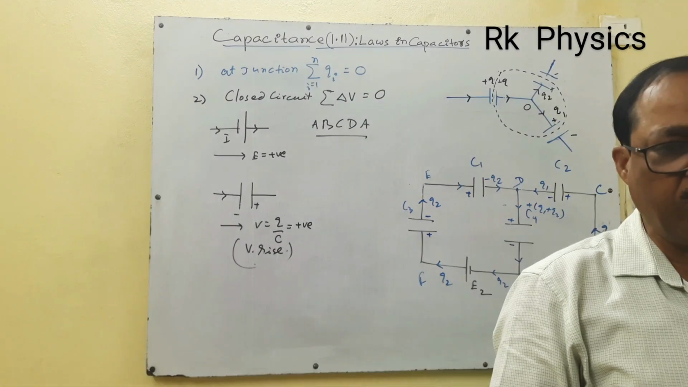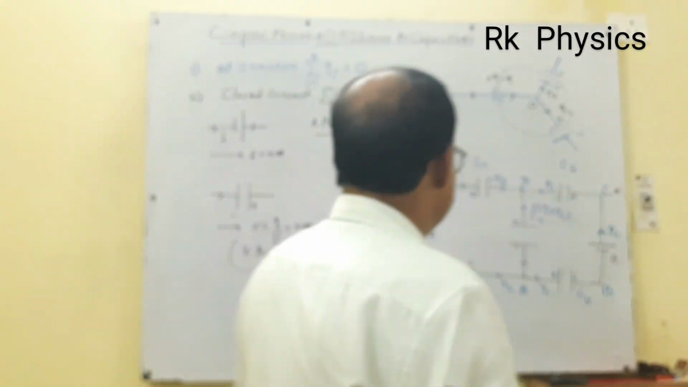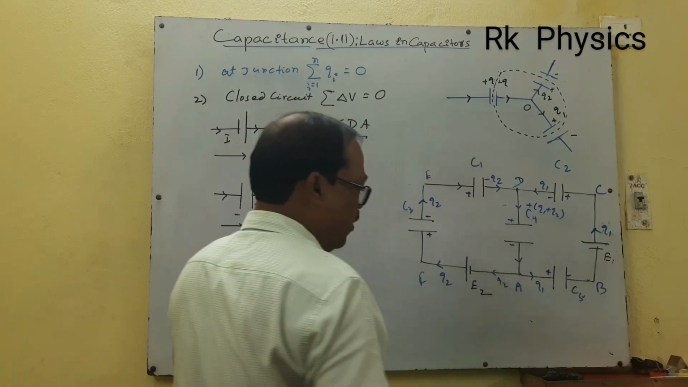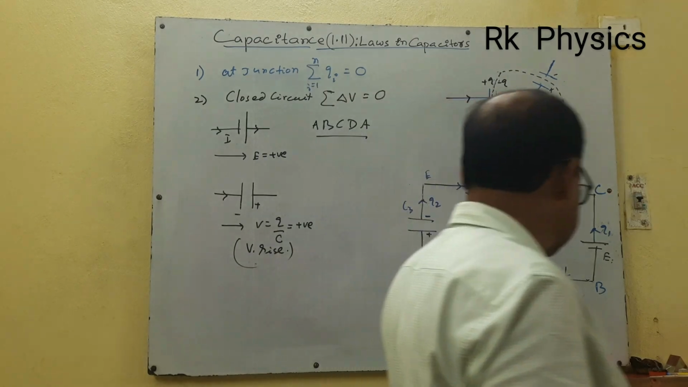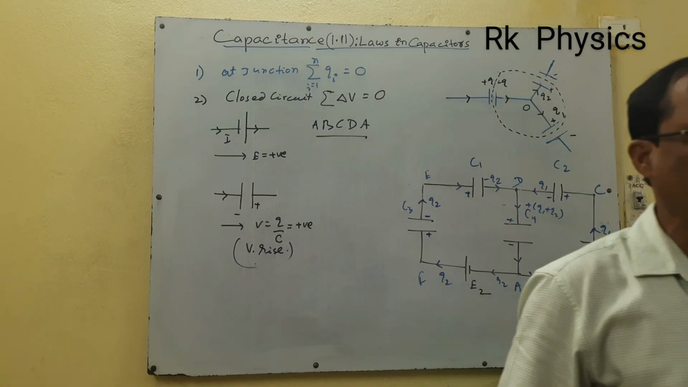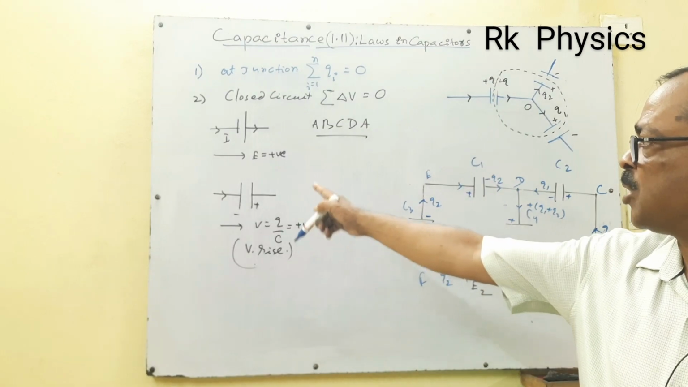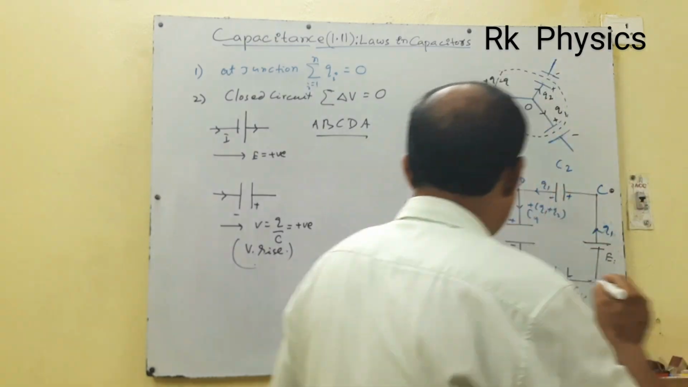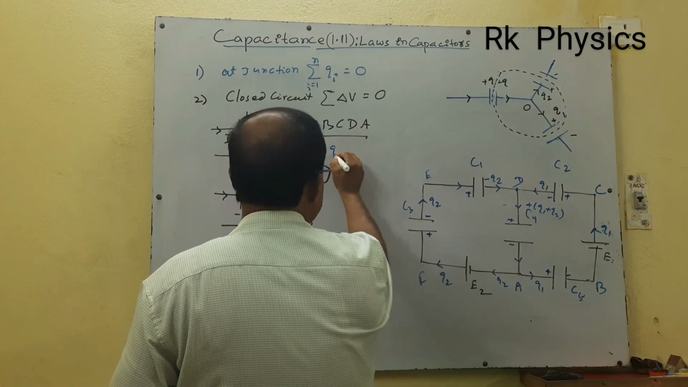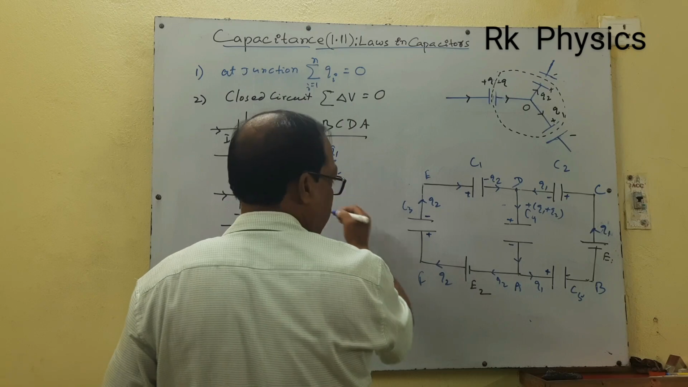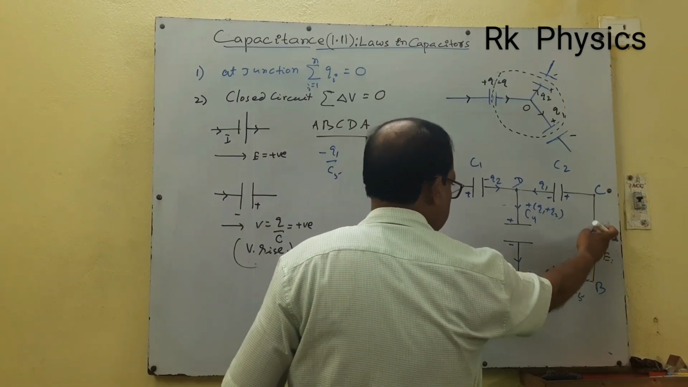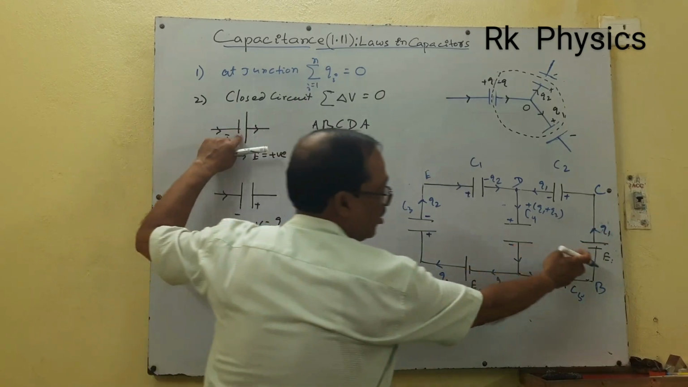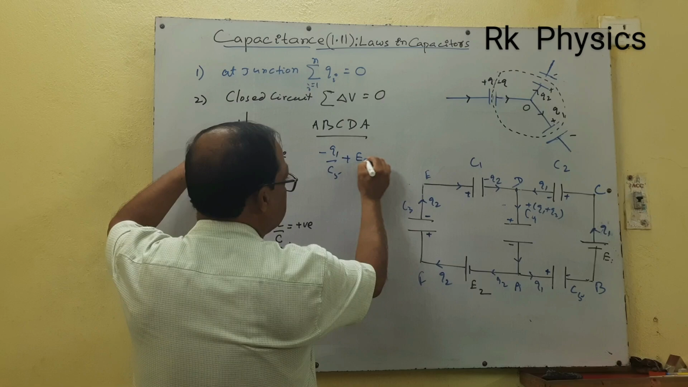Okay. Now in the loop rule A, B, C, D, A, you start from A, that is charge is moving from plus to minus. Here minus to plus is positive in capacitor, plus to minus is negative. Therefore you take minus Q1 by C5, then come to E. It is negative to positive, so this is plus E1.